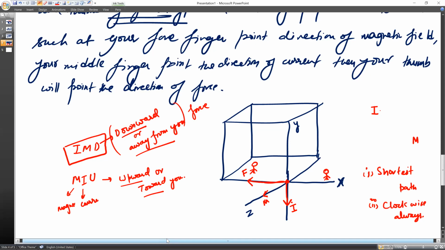You can take this one by using your hand also. Just put the force away from you, means put your thumb just away from you. And then try to put the middle finger just below you. Then you will find that this magnetic field line, the forefinger, will be towards your left hand. Got it? Okay.